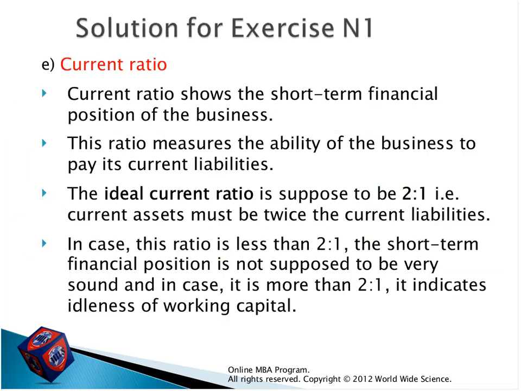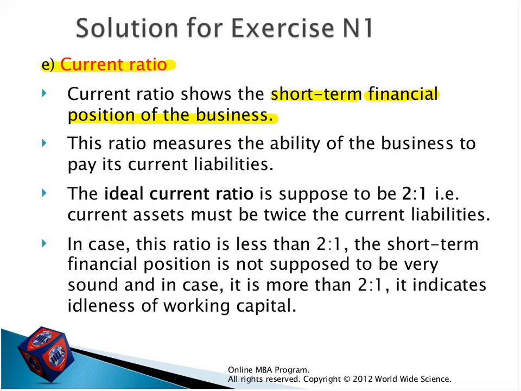Next one, the current ratio. So here is a little explanation about the current ratio. The current ratio shows the short-term financial position of the business. So it shows the financial position of the company in the short term. This ratio measures the ability of the business to pay its current liabilities. That we know based on the previous topics, right?